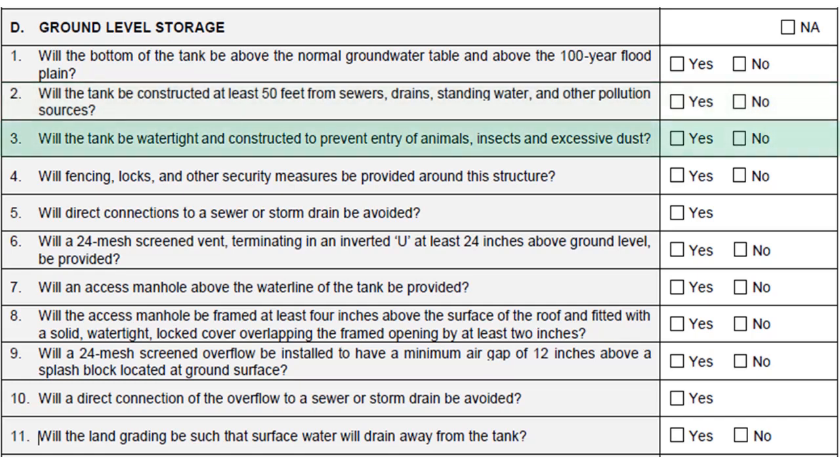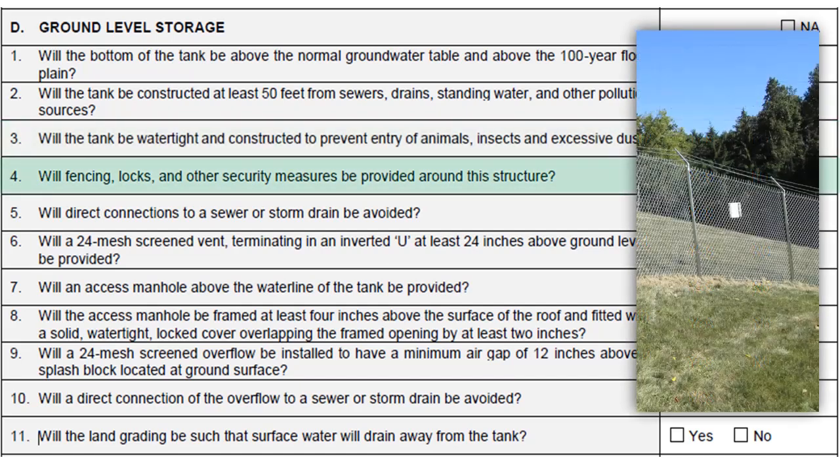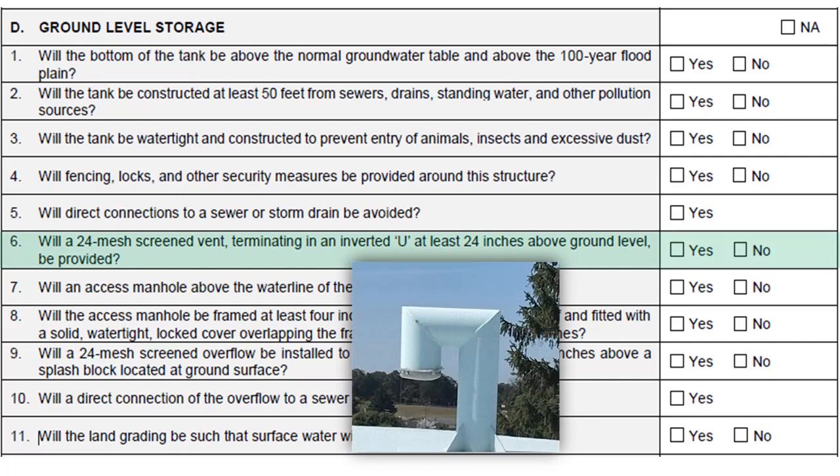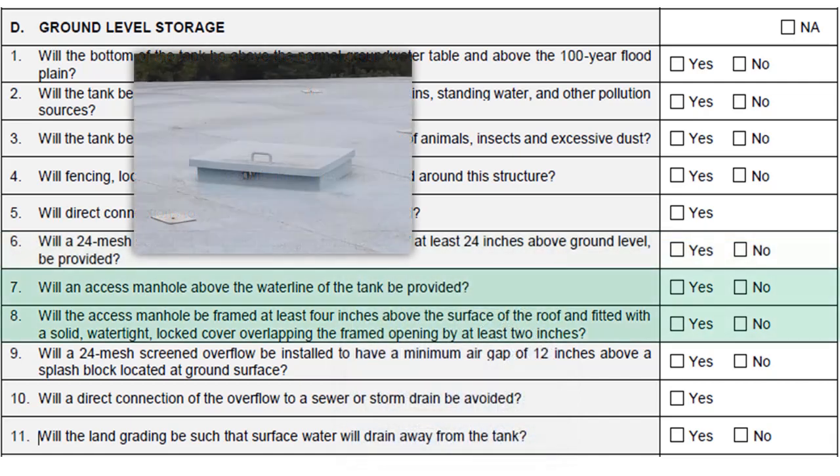Tanks should be watertight and constructed to prevent entry of animals, insects, and excessive dust to prevent possible contamination. Fencing, locks, and other security measures should be provided. Direct connections to sewer and storm drains shall be avoided. An inverted U-shaped screen vent should be provided to equalize pressure and prevent possible contamination. Access manholes should be above the water line of the tank.